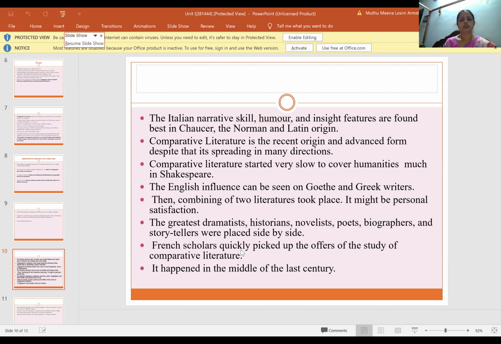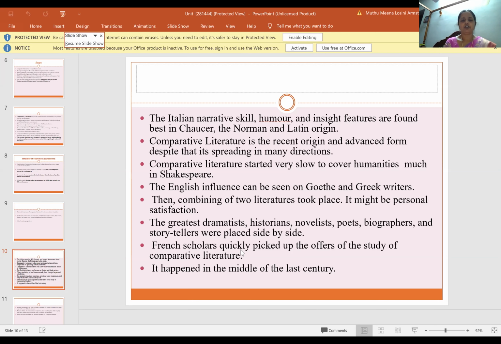The Italian narrative skill, humor, and insight features are found best in Chaucer, the Norman, and the Latin origin. Comparative literature is of recent origin and an advanced form; despite that, it's spreading in many directions. It started very slowly to cover the humanities, much in Shakespeare. The English influence can be seen on Goethe and Greek writers.